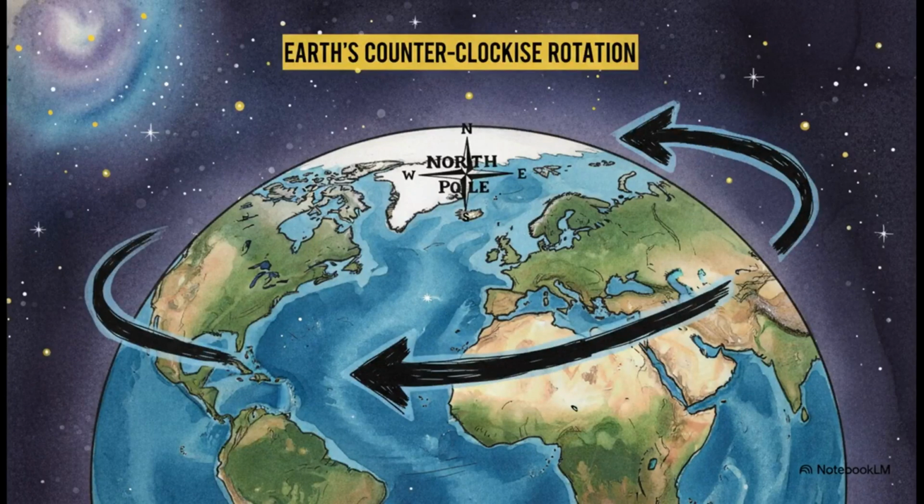Now, this definition sets up a really critical convention. Imagine you're an observer positioned out in space, looking down on the pole Pn. From that vantage point, you'd see the planet spinning in a counterclockwise direction. This simple convention actually defines the orientation of our entire coordinate system.